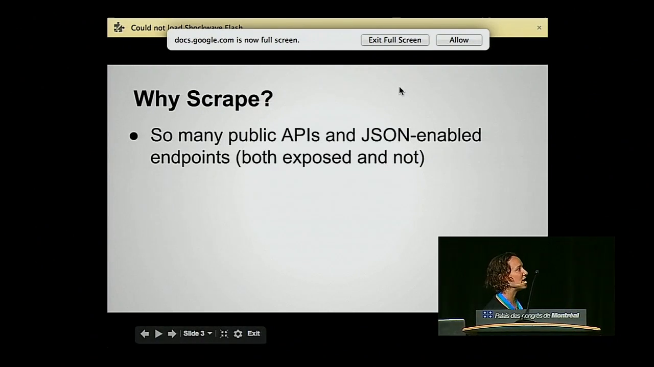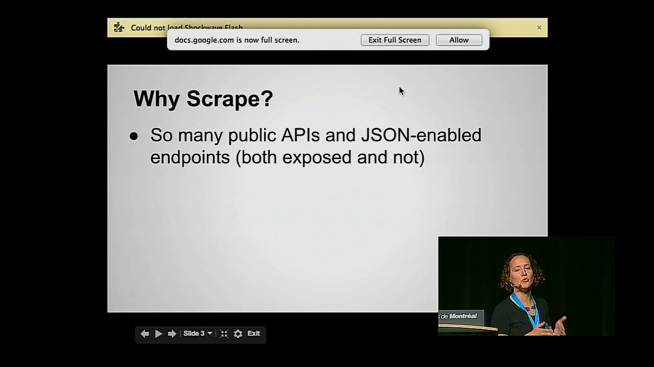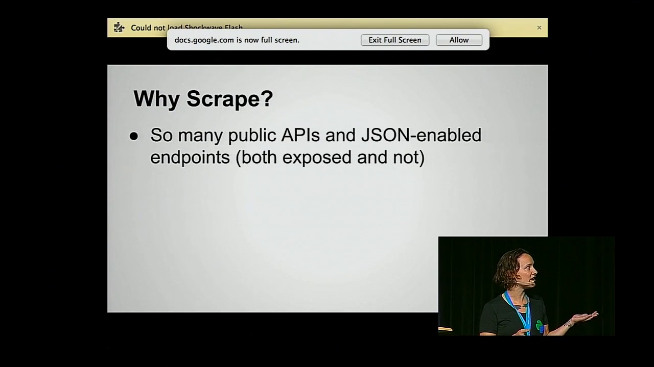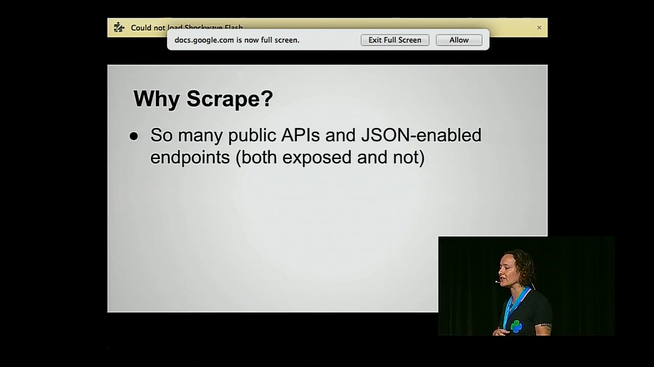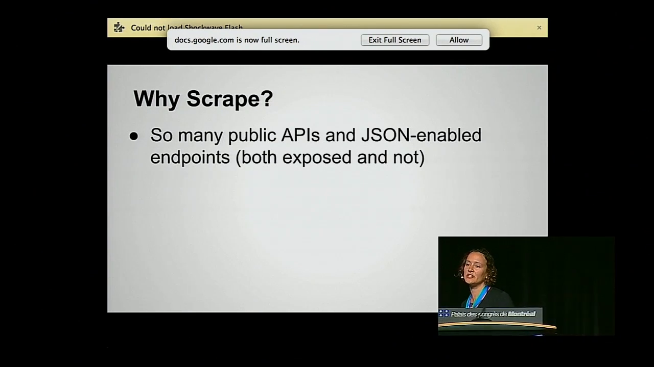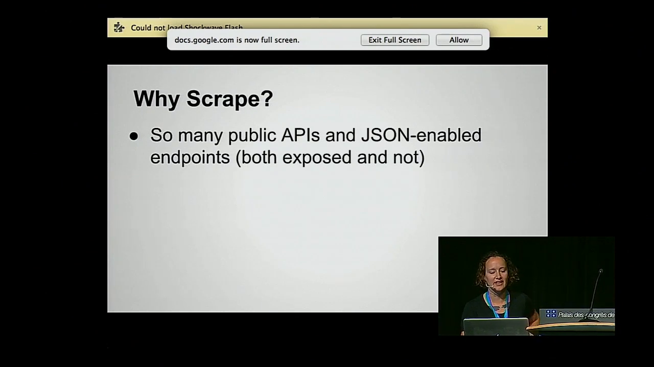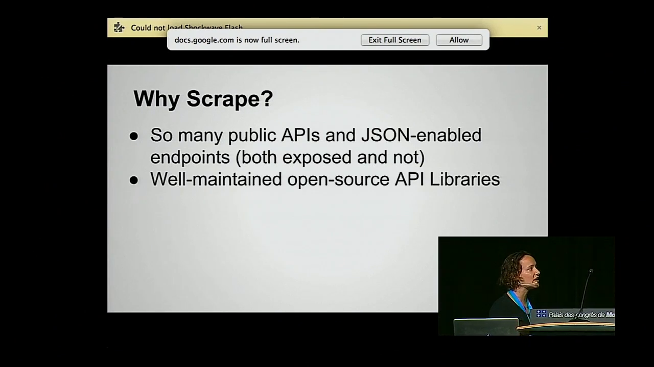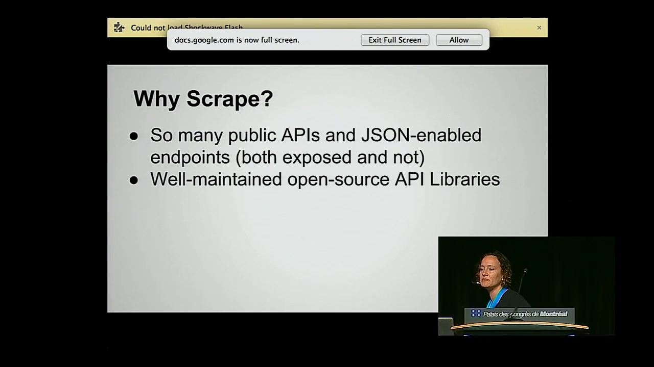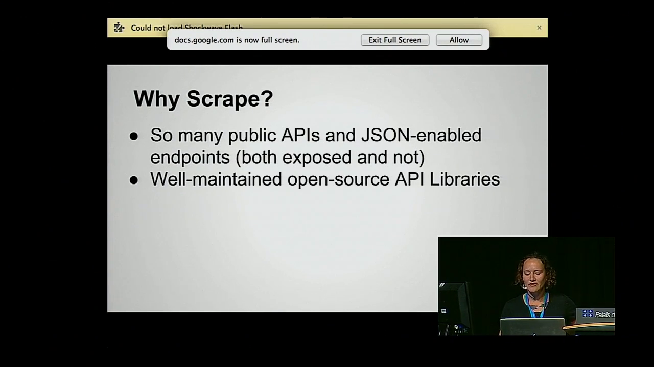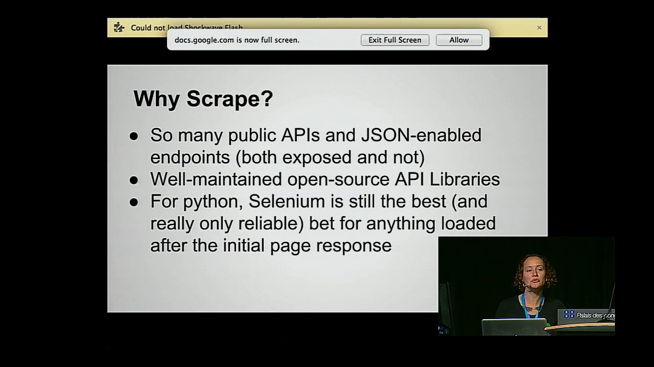So why scrape the web? This is becoming more and more of a question. There's a lot of public APIs. There's lots of REST or JSON-enabled endpoints, both public and not so public, but easily found upon investigating websites. There's also a lot of well-maintained open source API libraries. So those, again, allow us to scrape Twitter, Facebook, whatever it is we're attempting to use without really using the traditional scraping libraries.